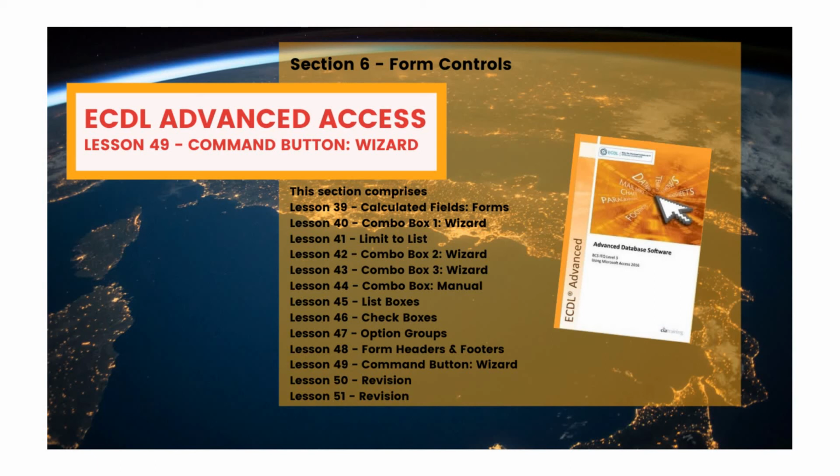Now, we've just finished all the new material from section 6, Form Controls. It was a very, very long section. We've looked at all sorts. Now it's time for you to test your understanding on this topic. So, the way to do that, lesson 50 and lesson 51. You'll find those in the CIA training manual.